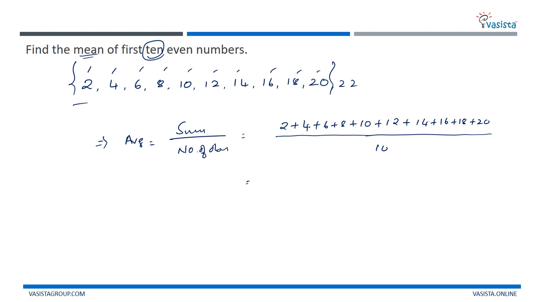Add it now. 2 plus 4, 6, that 12, 20, 30, 42. 42 plus 4, 46, 56, 62, 72, 80, 90, 90 plus 20, 110. 110 by 10, the 0 and 0 will be cancelled. The mean of first 10 even numbers is 11. So, this is the answer.